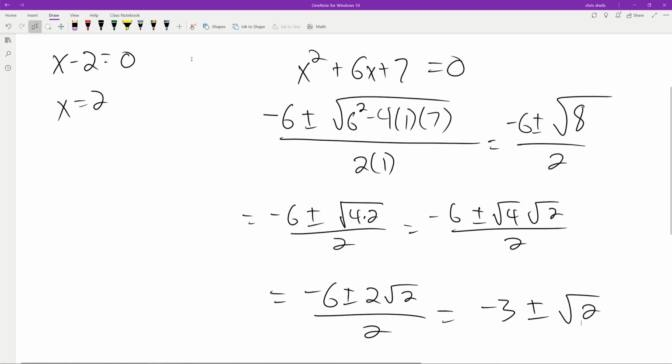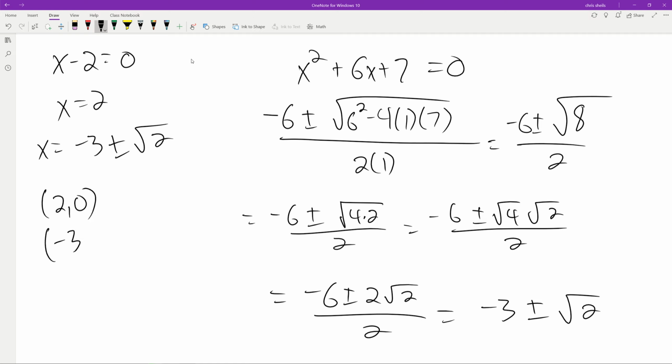So I get x equals 2. I have x equals negative 3 plus or minus square root of 2. So if I wanted to write these as points, I could write them as (2, 0), (negative 3 minus root 2, 0), and (negative 3 plus root 2, 0).